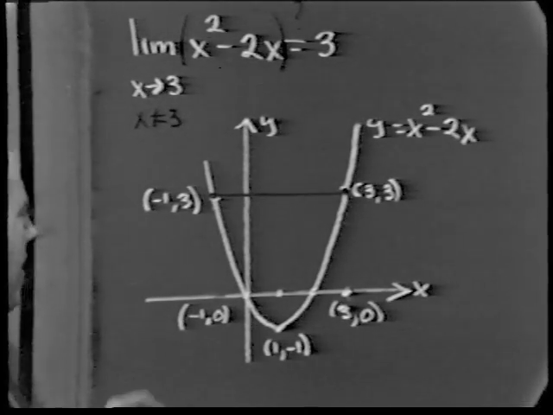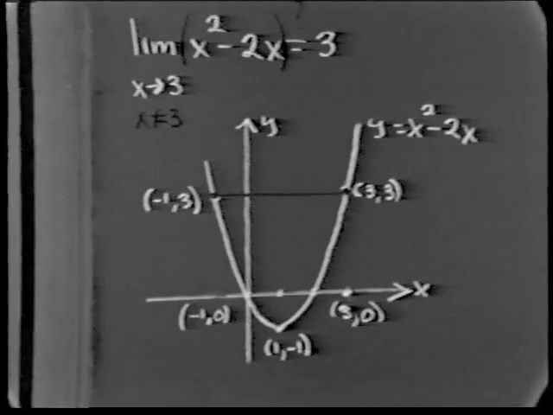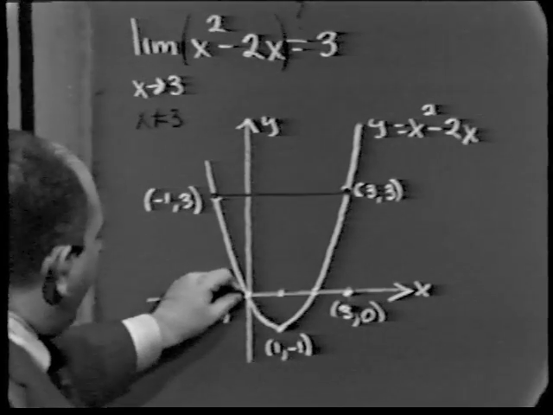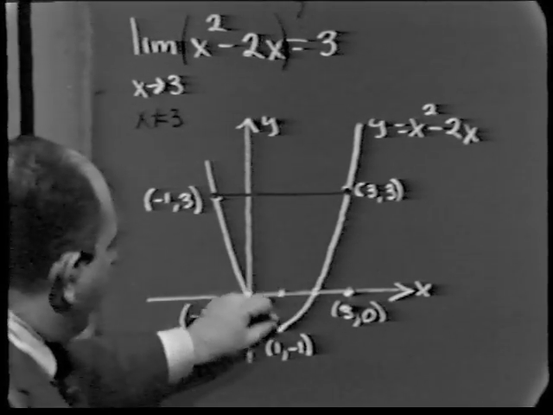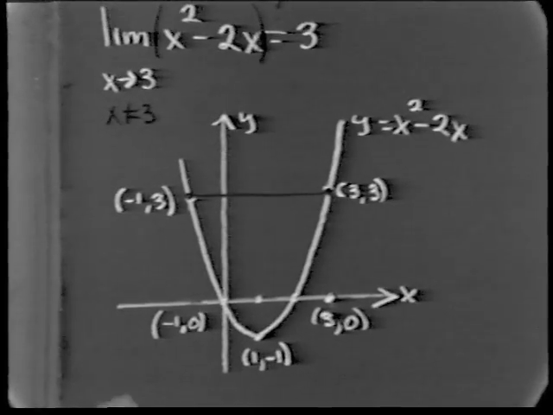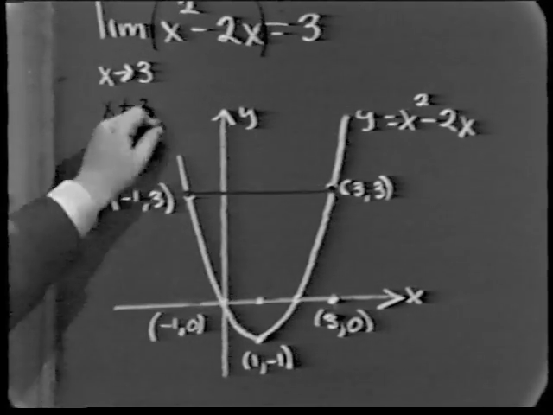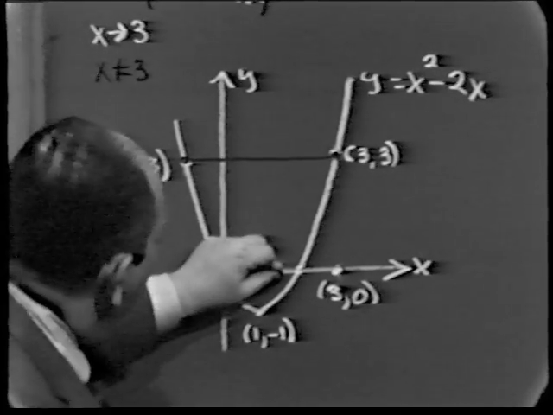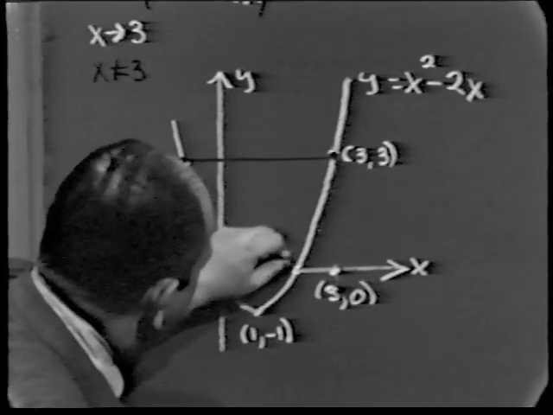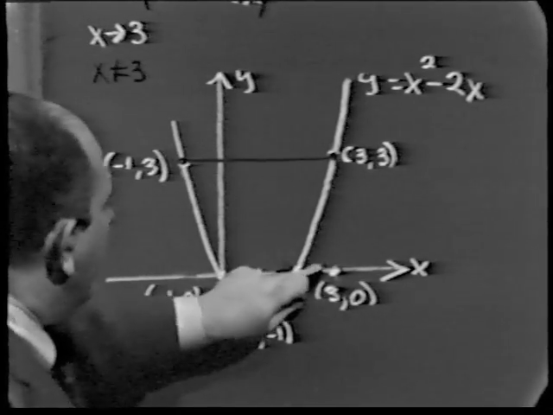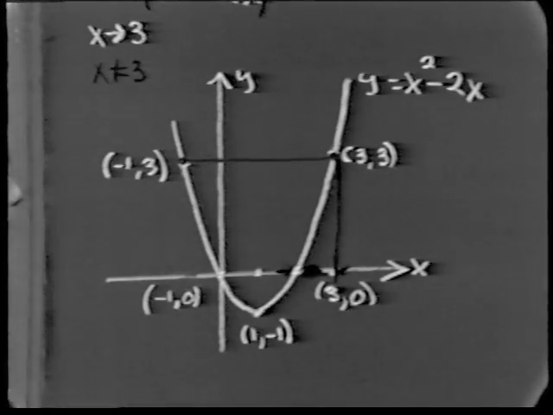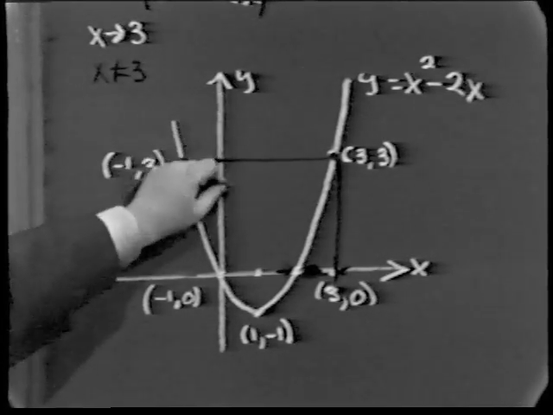Now, to see what this means, let's draw a little diagram. The graph y equals x squared minus 2x crosses the x-axis at 0 and 2. It has its low point at the point 1 comma minus 1. See, we can sketch these curves. It's a parabola. And now what we're saying is, is it true that when x gets very close to 3, f of x gets very close to 3? And the answer is, from the diagram, it appears very obvious that this is the case.